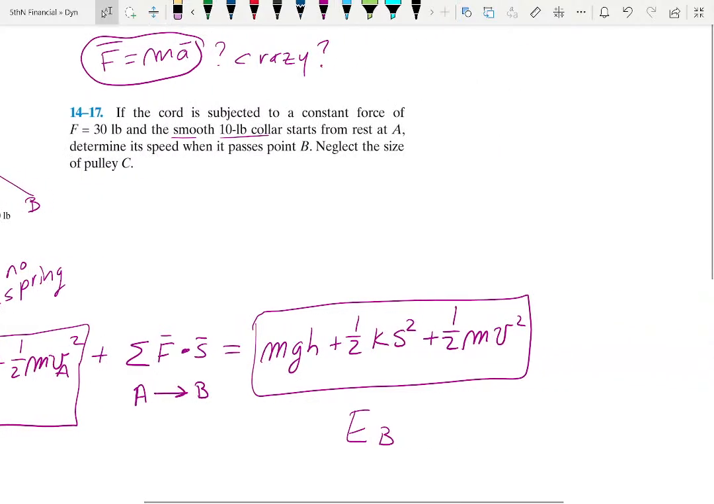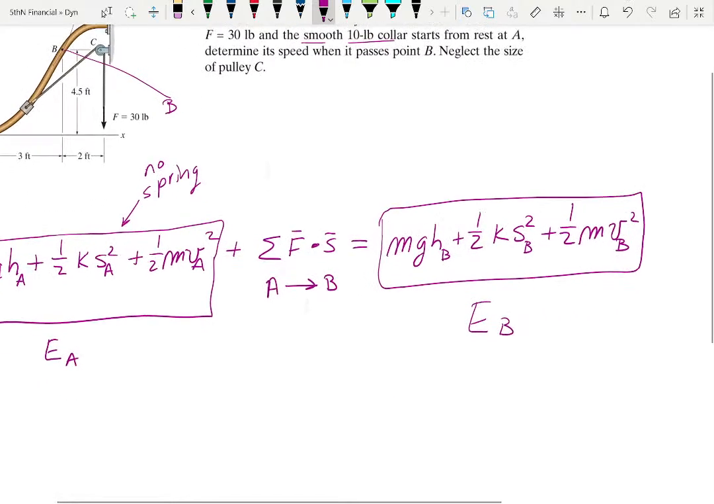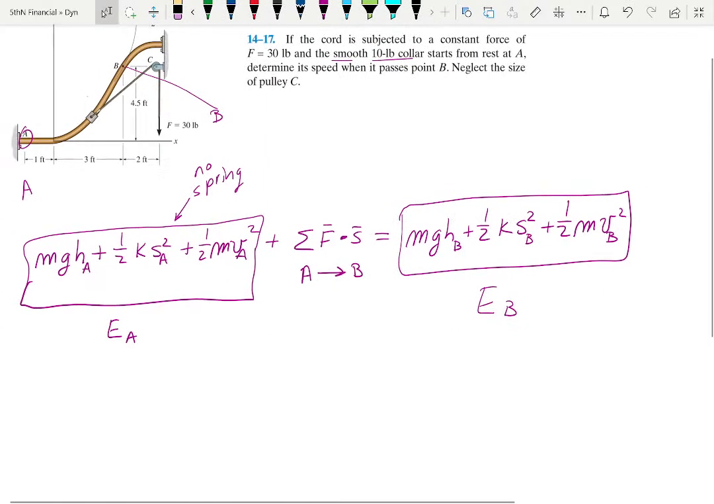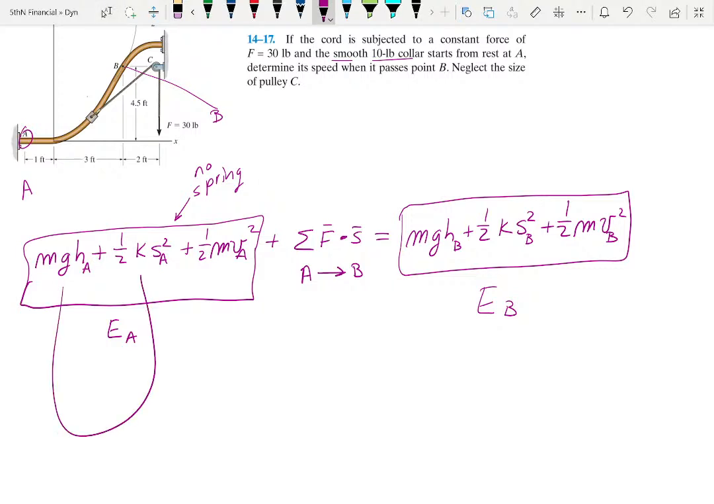And then a B, because the M and the G won't change. The spring stiffness won't change. There isn't a spring, but I'm just writing the entire set of equations just to be complete. So now I've got to go in and determine each of these terms. This one, that one's easy. That one's not so bad.